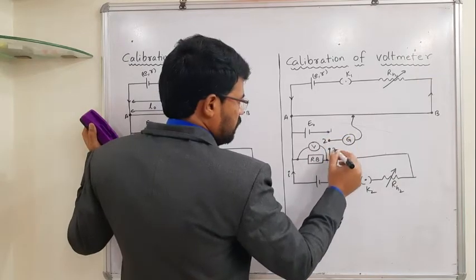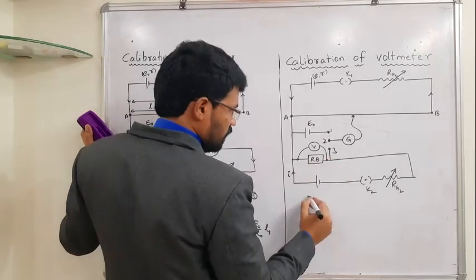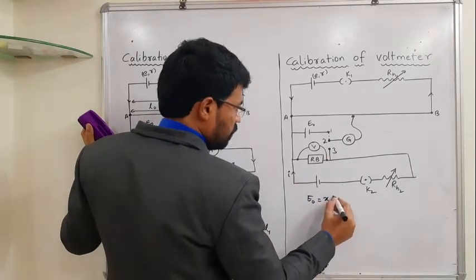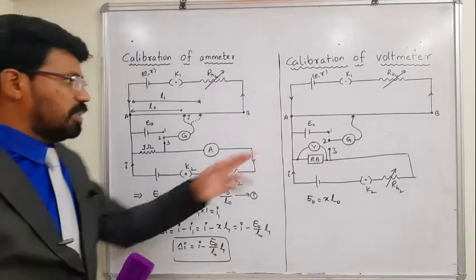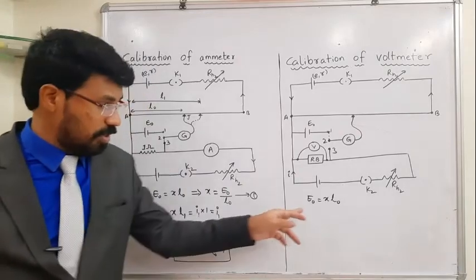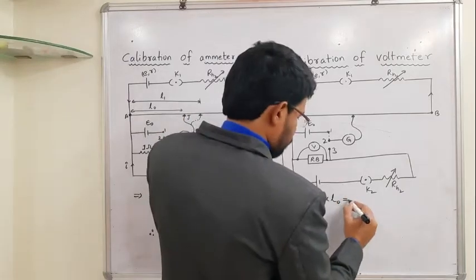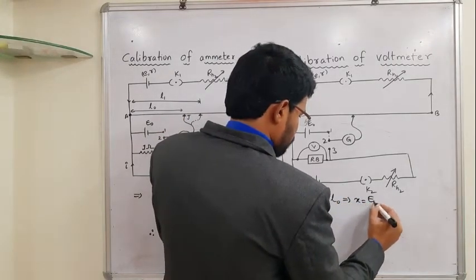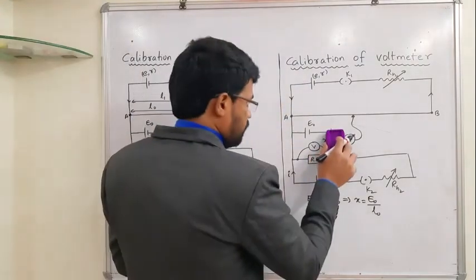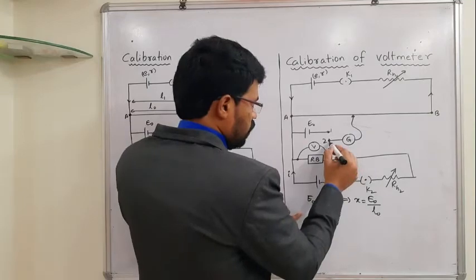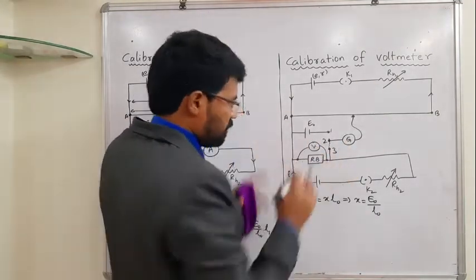First, terminals 1 and 2 are joined. Let us say the balancing length corresponding to this EMF E0 is L0. So E0 can be written as X into L0, like in the previous case. That implies X is equal to E0 by L0, isn't it? Now what I'm going to do is disconnect terminal 1 from 2, and I'll join 2 and 3. So what does it mean? It means the potentiometer is now connected across this resistance box.